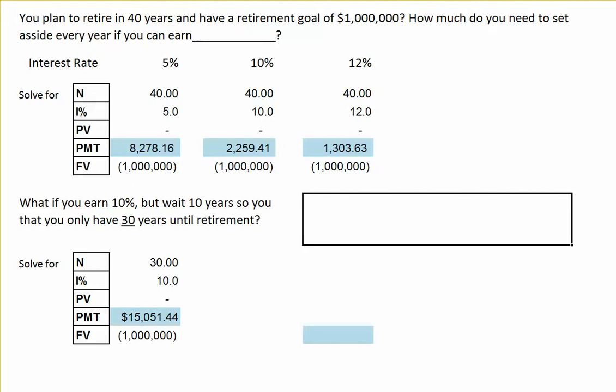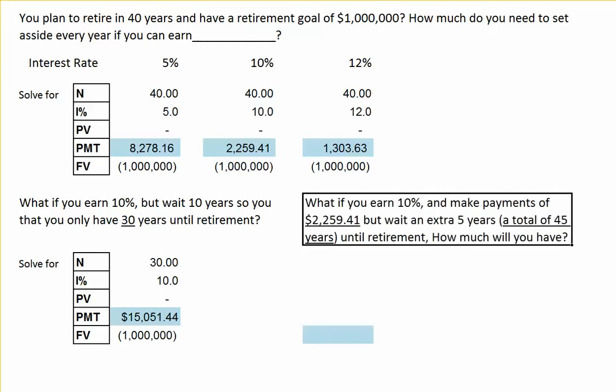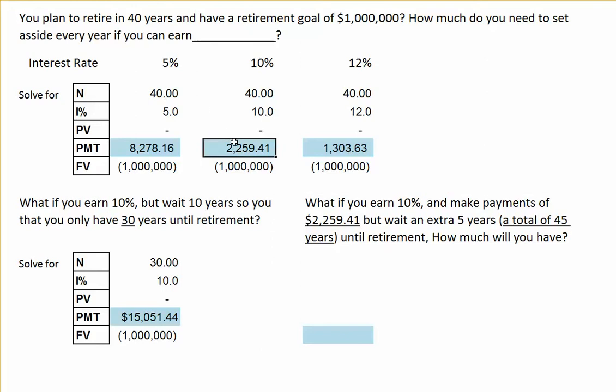Let's consider another scenario. Say you wait an additional 5 years until you retire. That is, you make this $2,259 a year payment, but you wait 5 more years, so you have a total of 45 years until you retire. How much will you have?